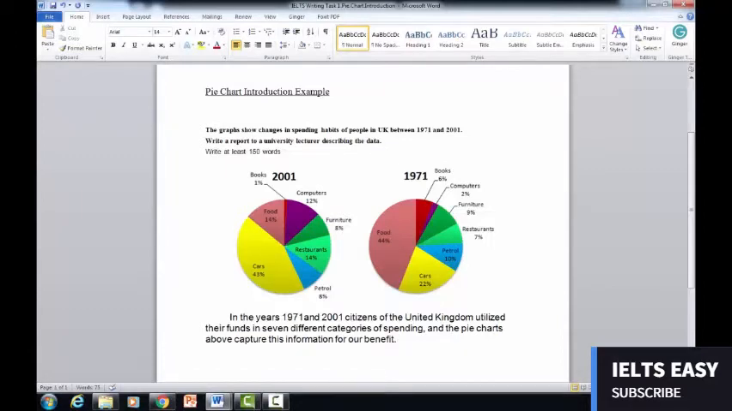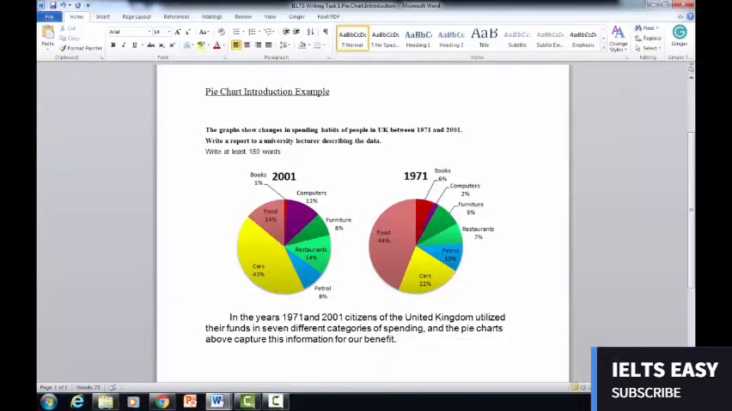All right, there's an example of an introduction. Again, we put it in our own words. In the years 1971 and 2001, citizens, instead of saying people, I said citizens, citizens of the United Kingdom. So instead of saying UK, I spelled it out. Show the grader you can spell. Utilize their funds. Instead of saying spending habits, I said utilize their funds in 7 different categories of spending. And the pie charts above capture this information for our benefit.